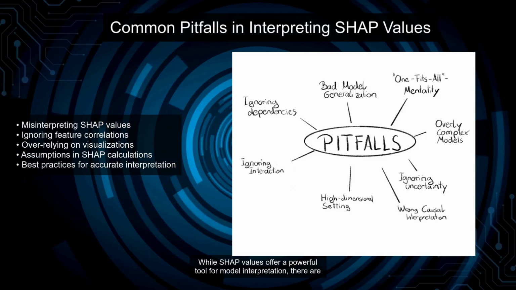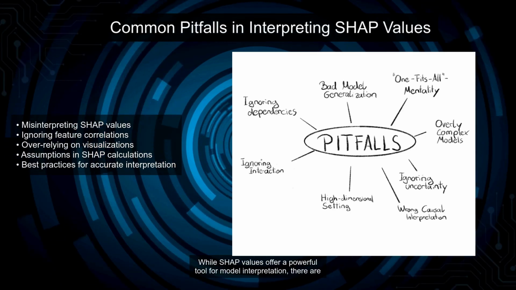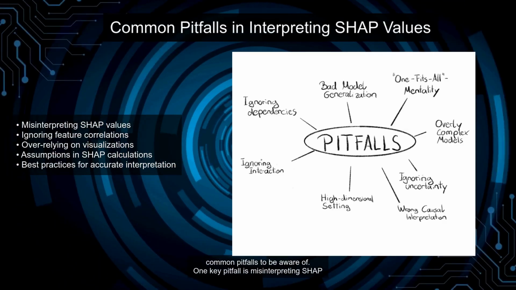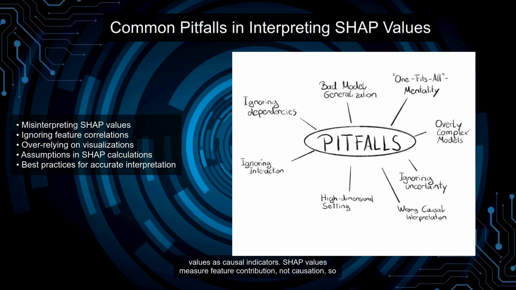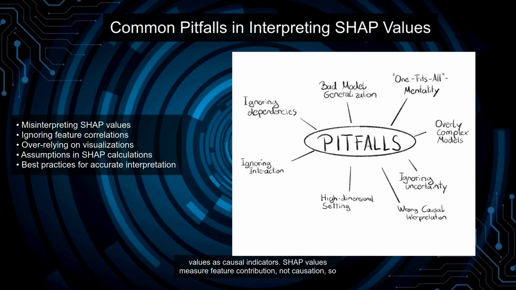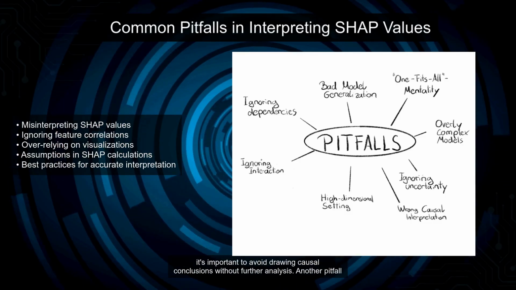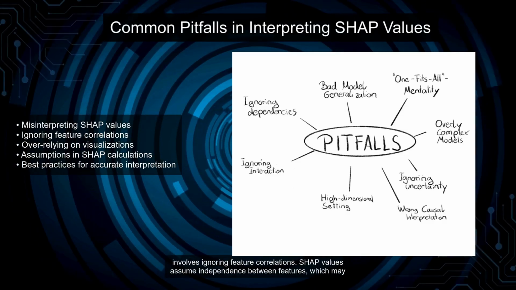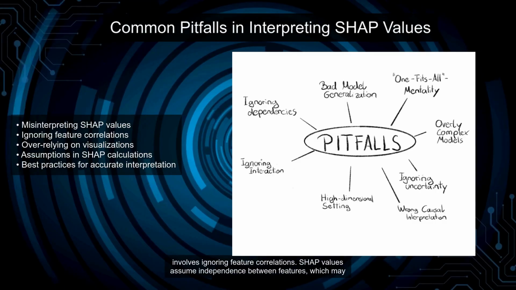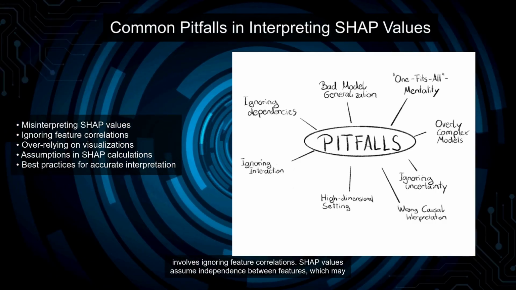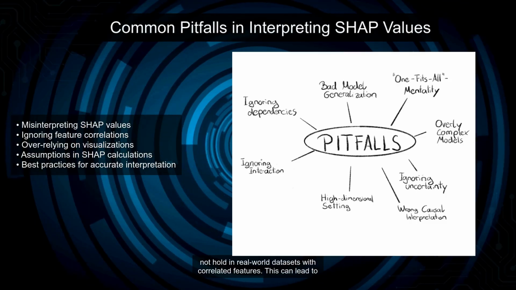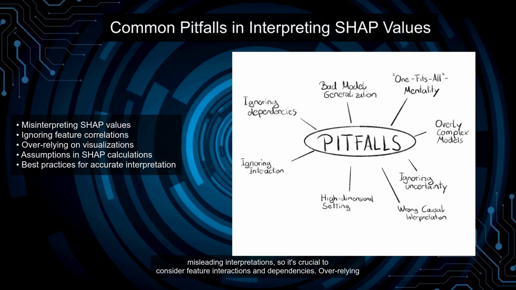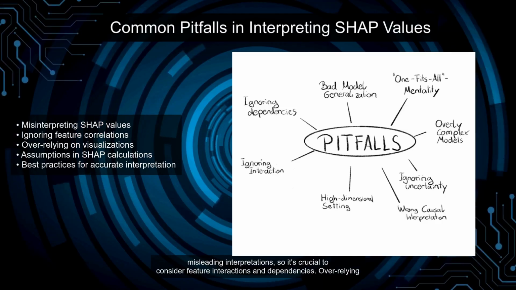While SHAP values offer a powerful tool for model interpretation, there are common pitfalls to be aware of. One key pitfall is misinterpreting SHAP values as causal indicators. SHAP values measure feature contribution, not causation, so it's important to avoid drawing causal conclusions without further analysis. Another pitfall involves ignoring feature correlations. SHAP values assume independence between features, which may not hold in real-world datasets with correlated features. This can lead to misleading interpretations, so it's crucial to consider feature interactions and dependencies.